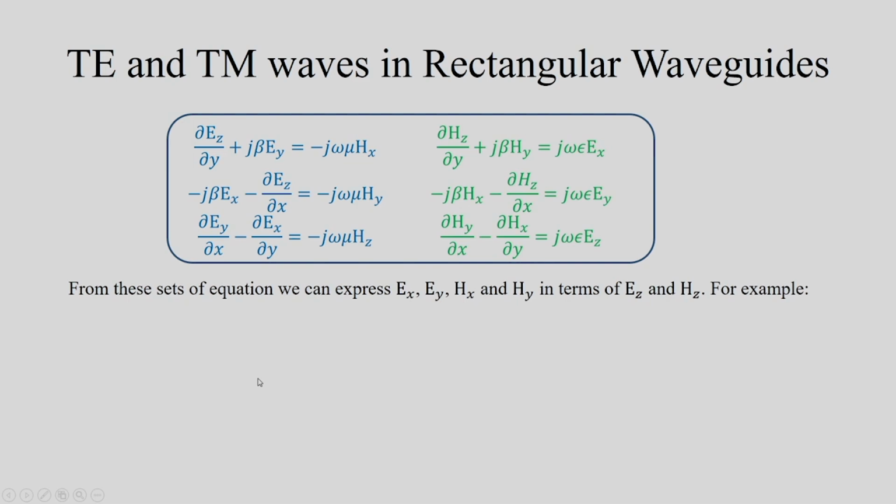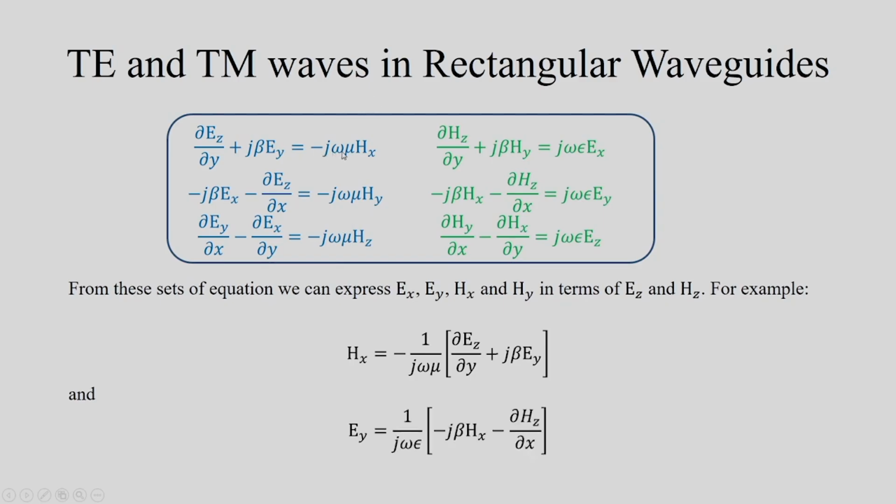If we consider, for example, the first equation, then we can write Hx is equal to minus 1 by j omega mu times del Ez del y minus j beta Ey from this equation. And please note that this equation involves Ez and Ey. Ez is the component which we want to retain, Ey is the component we want to substitute.